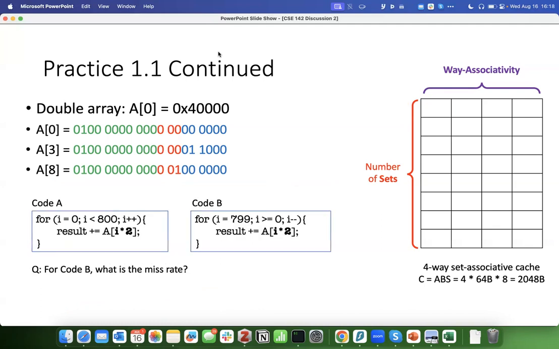All right, and then I'm making a small tweak, right? I'm reversing the traversal order. These 2 codes will do the same thing, right? One is going from 0 to 799, the other is from 799 back to 0. So functionally, these 2 codes will be equivalent. But what about the miss rate for the new code, the code B?